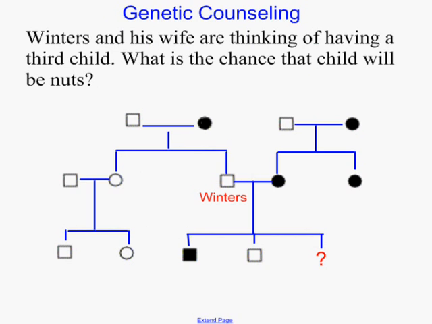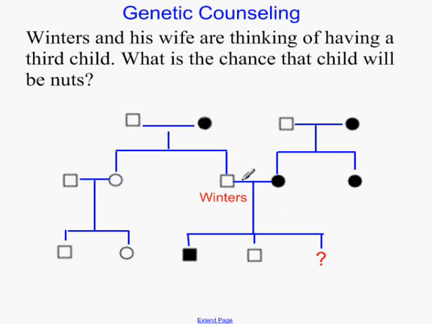Finally, let's go ahead and try an example using my family here. So, suppose my wife and I are thinking of having a third child. Right now we have 2 children, 2 boys. What is the chance that that child will be nuts? Okay, here's my family tree, and believe me, lots of nuts in my family tree.